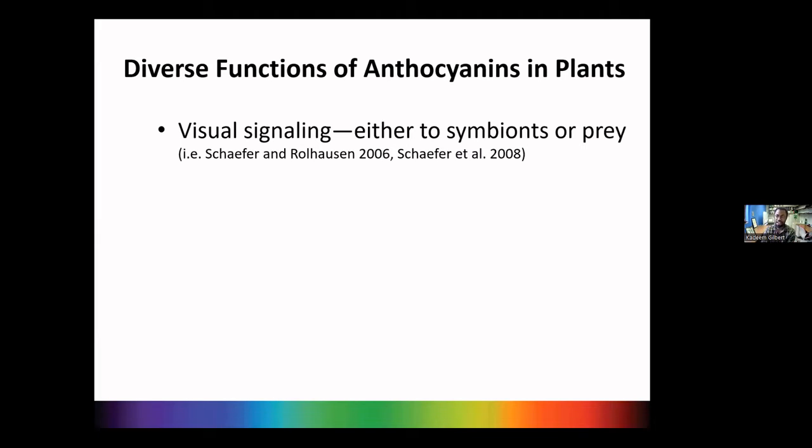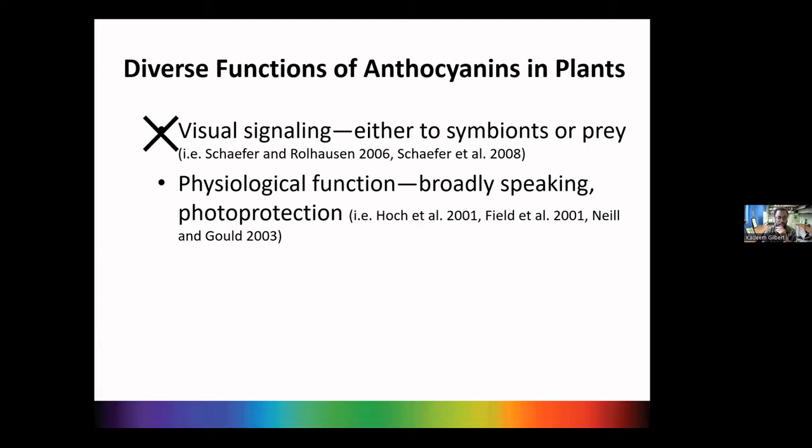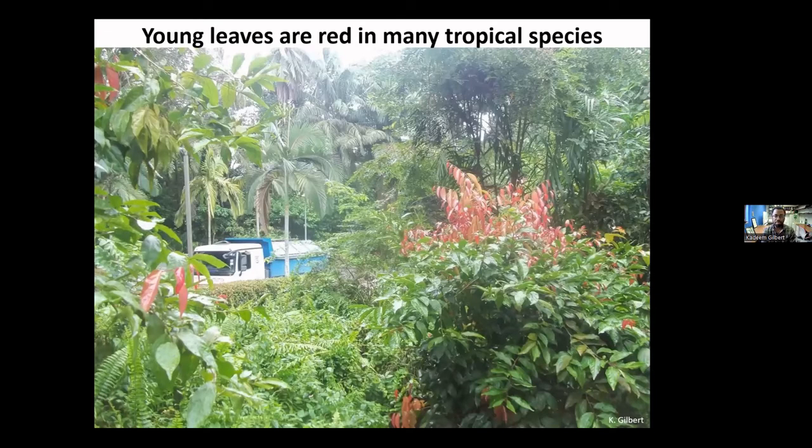We know that anthocyanins signal to, say, pollinators for red flowers and that sort of thing. But I didn't really see that here. However, there's lots of other hypotheses for the functions of anthocyanins in other plants that we can explore as well. So one popular idea is that there's physiological functions that are related to photosynthesis. So I will go right into that.